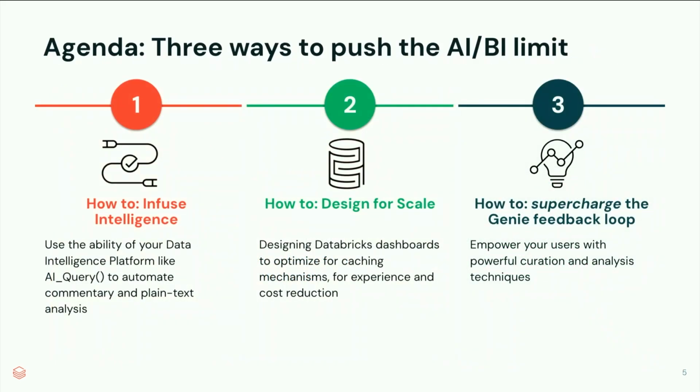So with that, we're going to talk about three things today. First, we'll talk about how to infuse intelligence into your dashboards, and I'll take a look at some of the techniques using things like AI query. Second, we're going to talk about how to design for scale, thinking about the caching mechanics with AI BI and how you can best optimize for them to scale as you go up to thousands of users. And then I'll pass to Adam to talk about the Genie feedback loop and a couple interesting techniques that we've seen on how to supercharge it and make it a faster feedback loop as you're curating your Genie space.